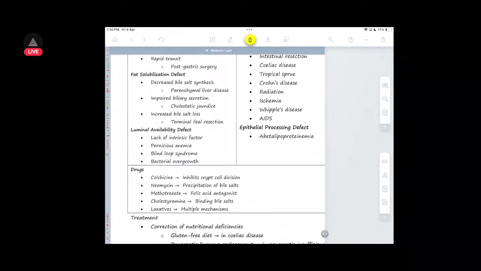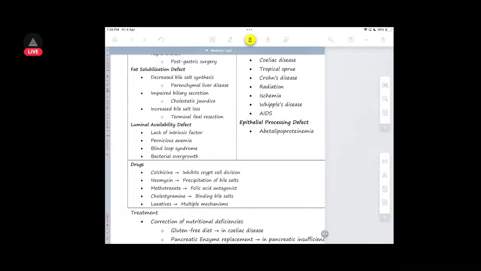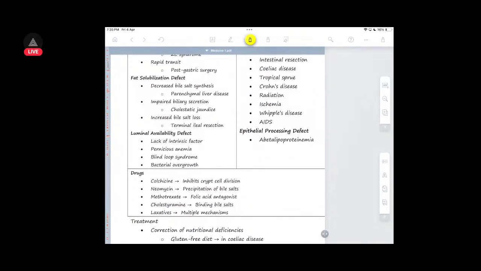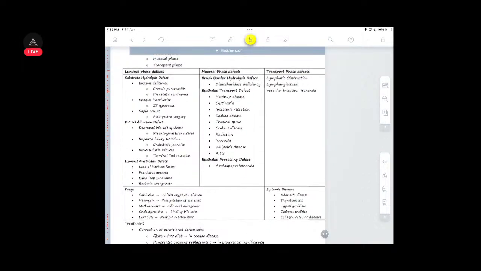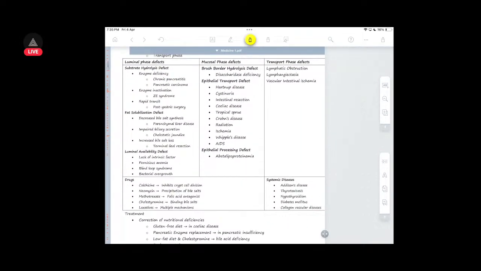So, increased bile salt loss, terminal ileal resection. All these: parenchymal liver disease leads to decreased bile salt synthesis, cholestatic jaundice leads to impaired biliary secretion, and terminal ileal resection leads to increased bile salt loss. Luminal availability defect: lack of intrinsic factor, pernicious anemia, blind loop syndrome, bacterial overgrowth. These are luminal phase defects.